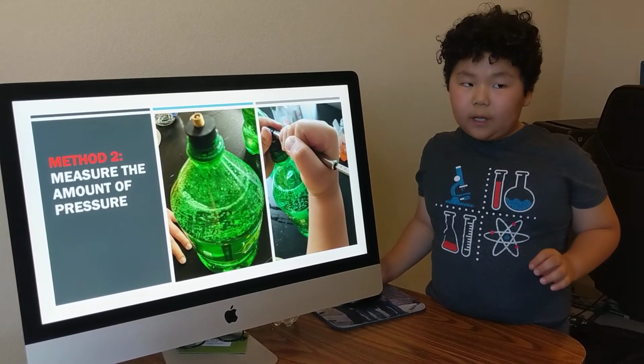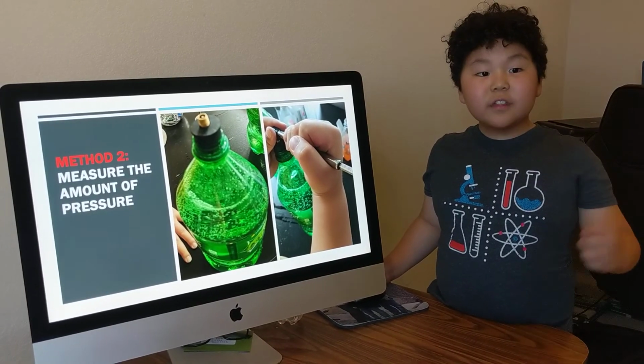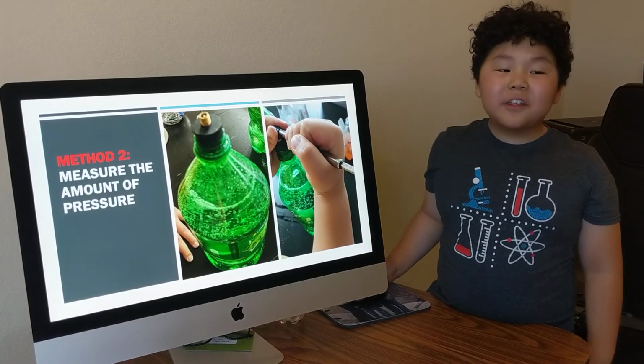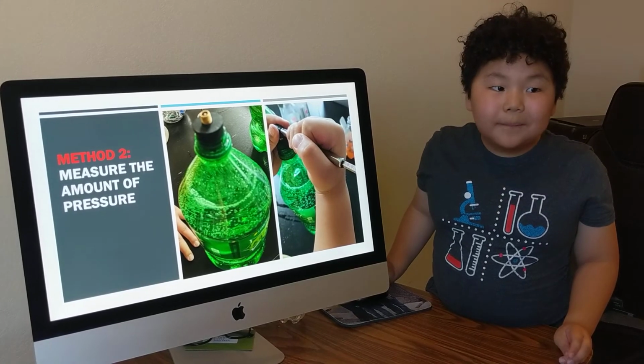The second method I used to measure the amount of carbon dioxide was a pressure gauge. I cut this valve out of my bike tube and stuck it into this rubber stopper. I did it for science, but also this tire was already flat, almost as flat as these sodas will be.